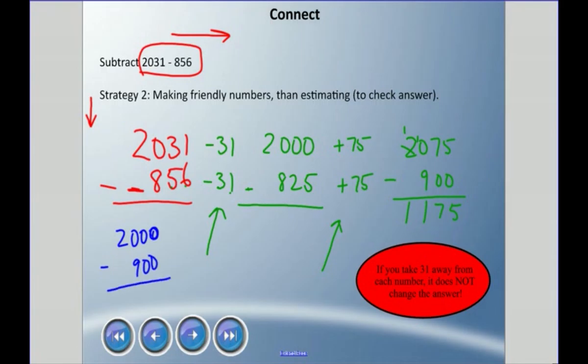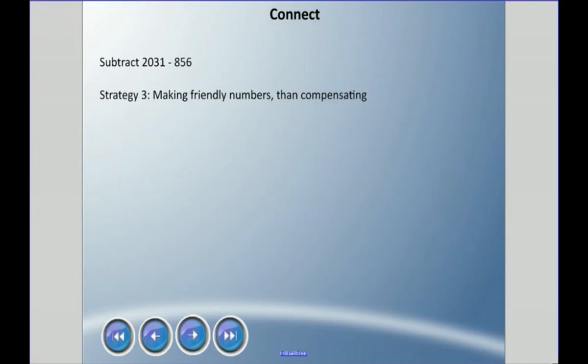Our answer, if we do the math, is about 1,100. That is pretty close. We're in the right ballpark here, so that's a reasonable answer. So we can go ahead with that. All right, strategy number 3: making friendly numbers, then doing something called compensating.